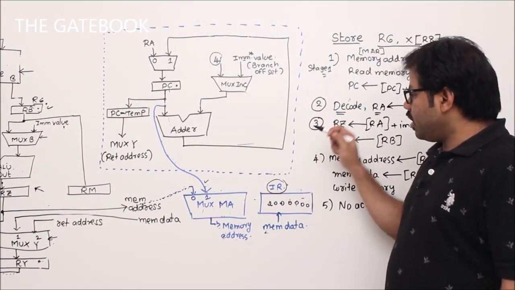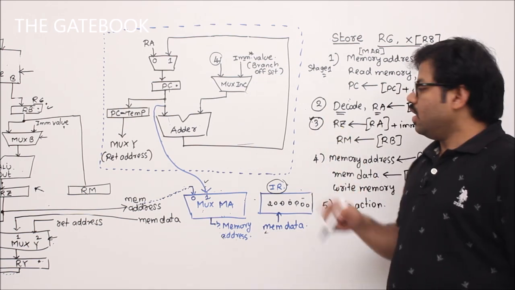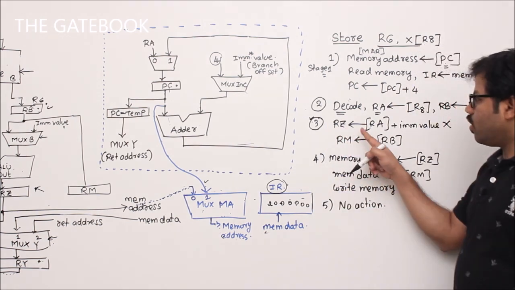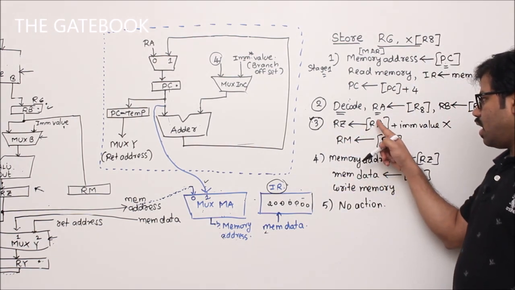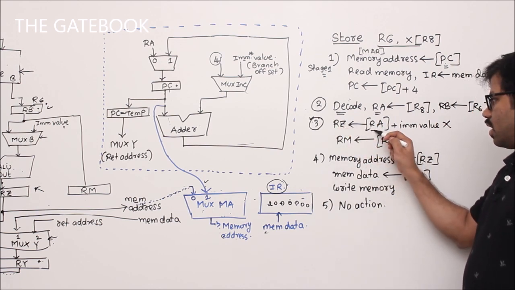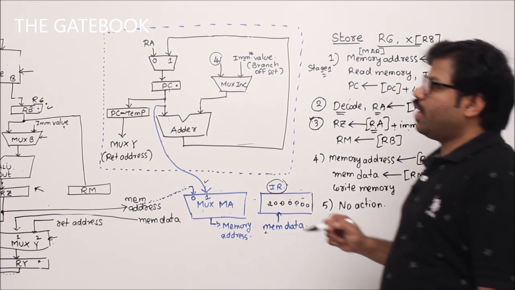In the third step, that means in the third clock cycle, generally we do stage 3. In the third clock cycle, I am expecting this: RZ equal to RA. That means RA's data we have to send to RZ. That RA's value to be added to immediate value X. Yes, we can do that, correct?